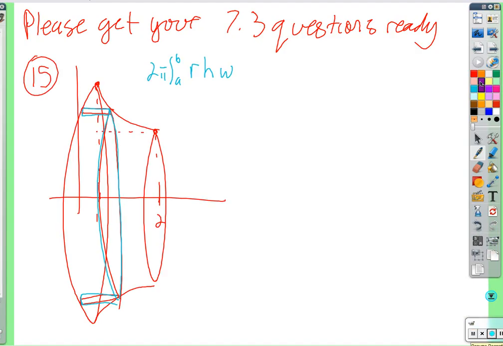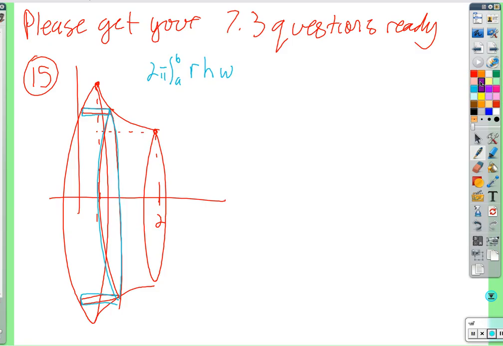Okay, so we have this number 15. We're gonna use the shell method, which will turn out to be not the best method to use. And then we'll maybe look at a different way to go. It might not work, just not be the best way to do it. Not most convenient.